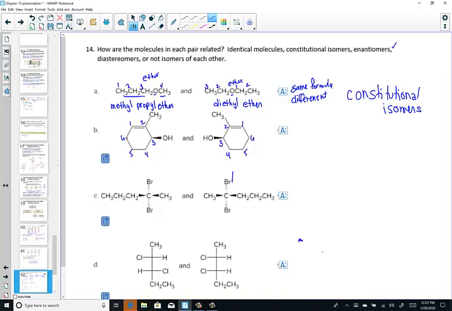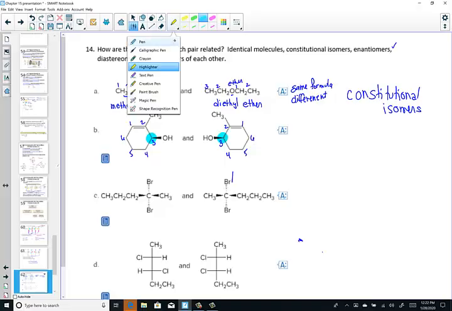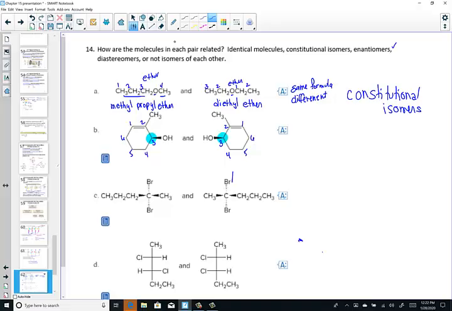How about investigating this carbon? Is that a chiral carbon? Maybe so. All right. So I have everything attached in the same order, so I can eliminate constitutional isomers. I'm not sure if they're identical or if they're enantiomers. Are they mirror images? And that is determined now by deciding, do we have a chiral carbon? Because if it's not, then it's just an identical molecule. But if there is something chiral, I would then investigate if it's a mirror image.